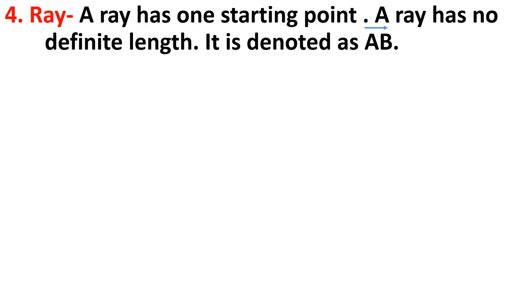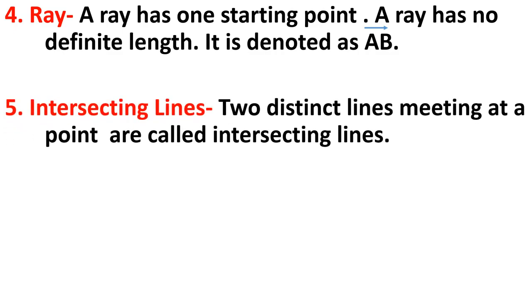After that, we have done intersecting lines. Two distinct lines meeting at a point are called intersecting lines. When 2 lines meet each other at one point, those lines are called intersecting lines, and the point where they intersect is called the point of intersection.